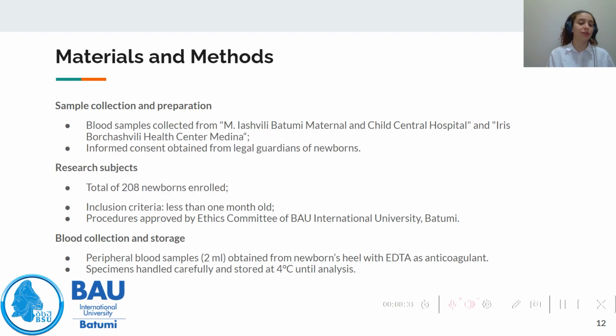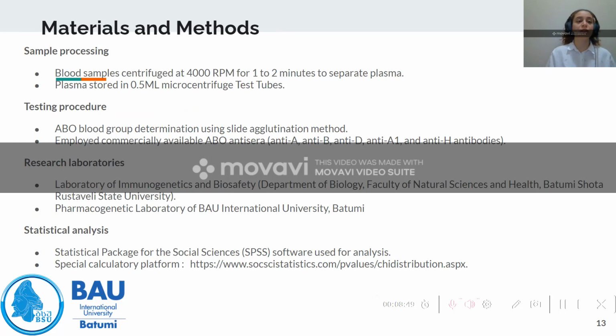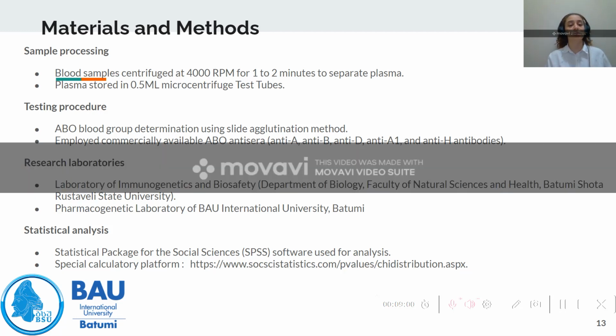For blood collection and storage, peripheral blood samples of 2 ml were obtained from the newborn's heel with EDTA as an anticoagulant. These specimens were handled carefully and stored at 4 Celsius until further analysis. The blood samples were then centrifuged at 4,000 RPM for 1 to 2 minutes to separate the plasma, which was extracted and stored in 0.5 ml microcentrifuge test tubes.